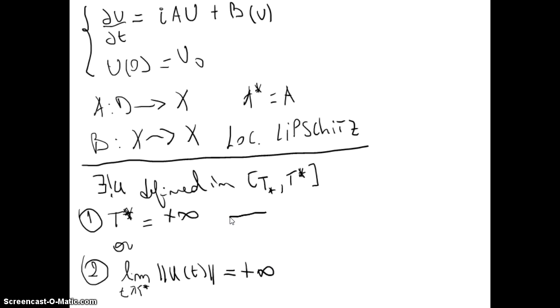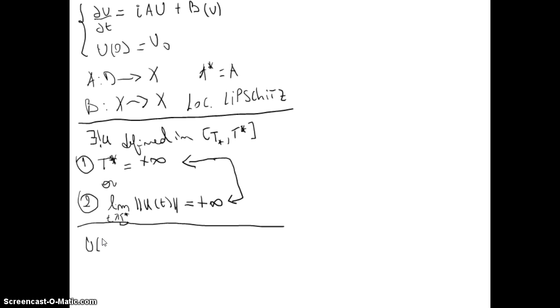So you can say that either you have global existence, or the solution blows up at T*. Additionally, we can reformulate the equation as u(t) equals u0 plus the integral from 0 to t of iAu(s) plus B(u(s)) ds.